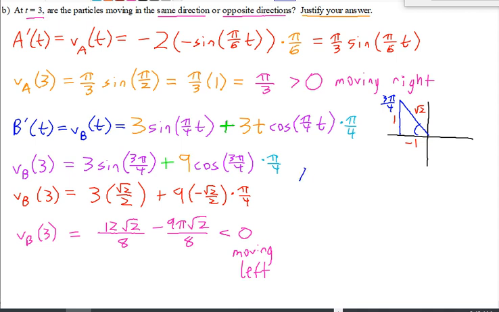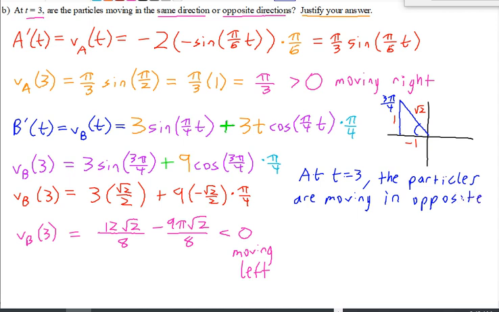So now we can answer the question. We can say at t equals 3, the particles are moving in opposite directions, and then your justification would be since, well, we found v sub a of 3, or you could write it a prime of 3, that was greater than 0, and v sub b of 3, or you could write it b prime of 3, is less than 0.